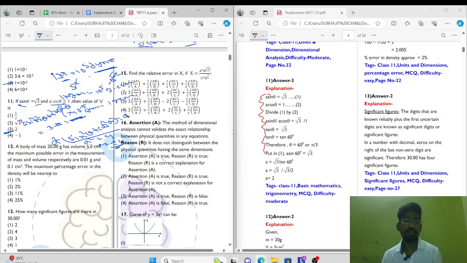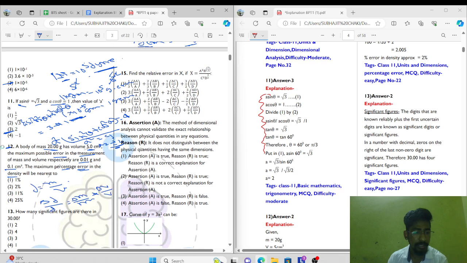Question number 12: a body of mass 20 gram and volume 5, the maximum possible errors in measurement are 0.01 and 0.1. Calculate the nearest percentage error in density. So density, I think you guys know, equals mass by volume. So the density error is del d by d equals del m by m plus del v by v. I already discussed that. Whether it is divided or multiplied, it doesn't matter. The sign in between them will always be an addition sign, right?